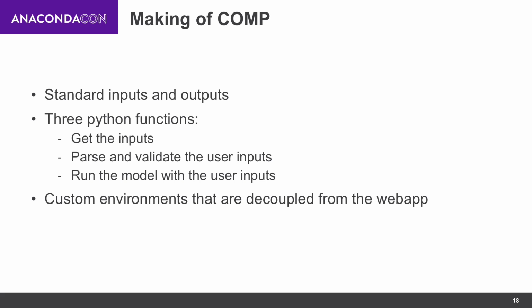And then finally, we solved this dependency hell problem by allowing each model to have its own custom environment that's decoupled from the web app. And so each model gets to build its own Docker image, and then that image is spun up into a container that's run in a Celery worker process, and then COMP interacts with those Celery workers over a RESTful API via this Flask app that was in the middle of those.